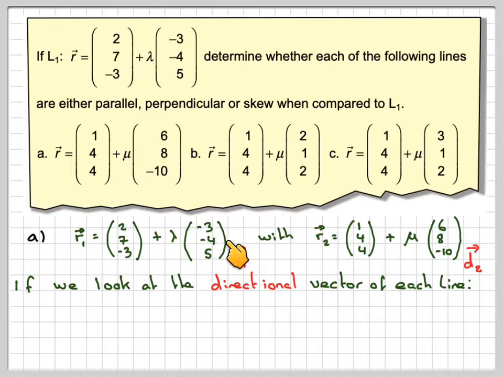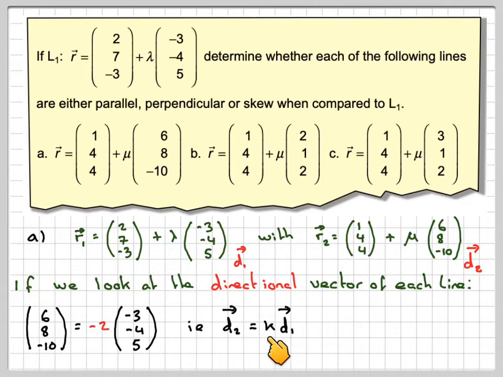We can see that if I multiply that by -2, I get 6, and if I multiply that by -2, I would get 8. If I multiply that by -2, I will get -10. So what we can see is that (6, 8, -10) is -2 times (-3, -4, 5), i.e. D2 is k times D1, or we could do D1 is equal to k times D2, but k would be a fraction that way round. Then this vector is a scalar multiple of the other, and therefore the two vectors are parallel to each other, and therefore the two lines are parallel.